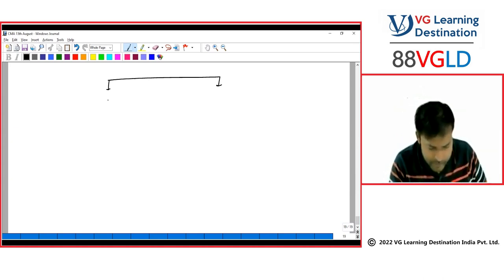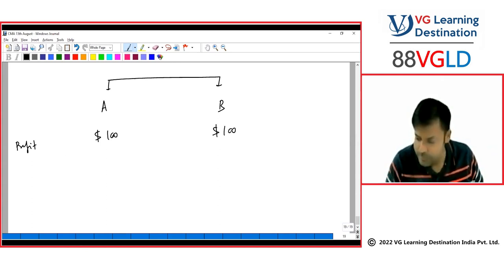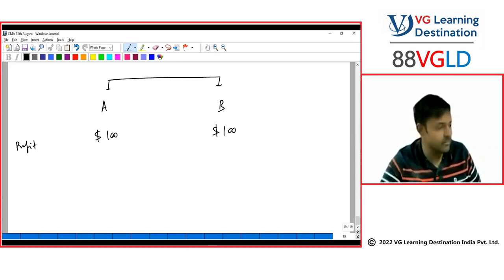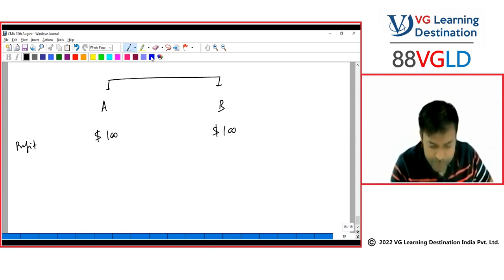So guys, hear me out. Let's say this is company A. This is company B. Both have a profit of 100. Which is a better company? Both are the same, so you can't say anything. Both are the same, right? Okay.